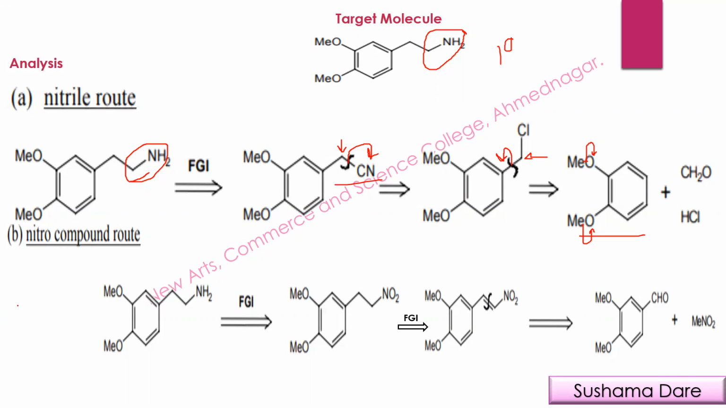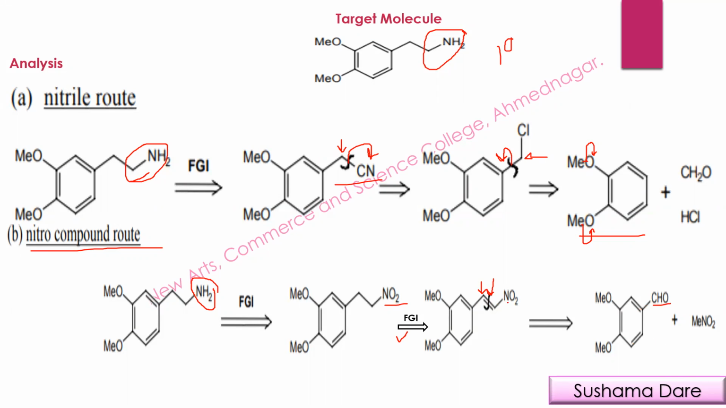But look at the second route, that is the nitro route. Now, instead of the NH2 group, we can also simply place a nitro group here. After placement of the nitro group, again we have to go with the FGI. So FGI is what? We are going to place a double bond here. So it gives an alpha beta unsaturated compound. So we disconnect this bond, and on the beta carbon, you place the carbonyl group.